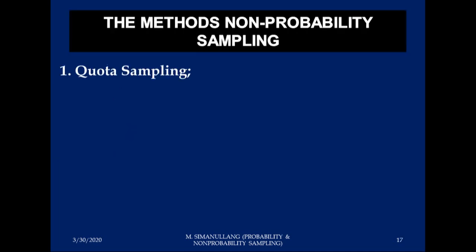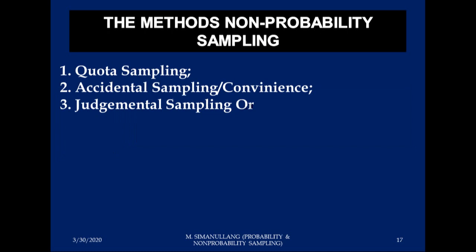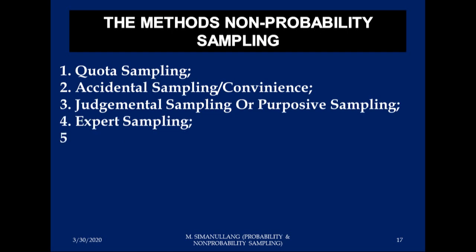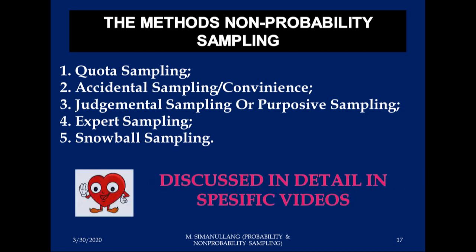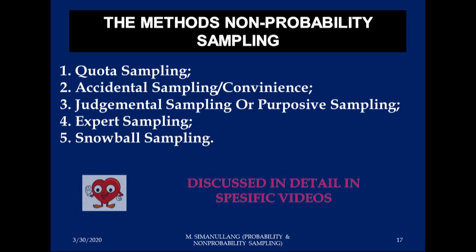What are the methods of non-probability sampling? The methods of non-probability sampling can be done by quota sampling, accidental sampling or convenience sampling, judgmental sampling or purposive sampling, expert sampling, and snowball sampling. Again, I have to tell you, dealing with these methods, I discuss them in my specific videos.